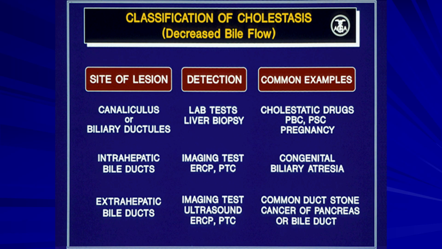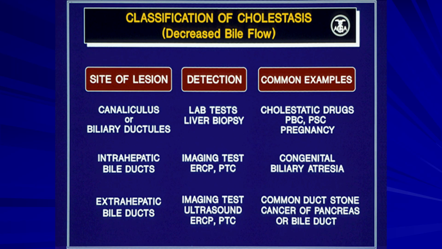It can be intrahepatic, secondary to a problem at the canalicular membrane of hepatocytes, such as secondary to medications, such as oral contraceptives. It can also happen in pregnancy, or it can be due to an autoimmune disease involving the bile ductules, which we call primary biliary cholangitis.